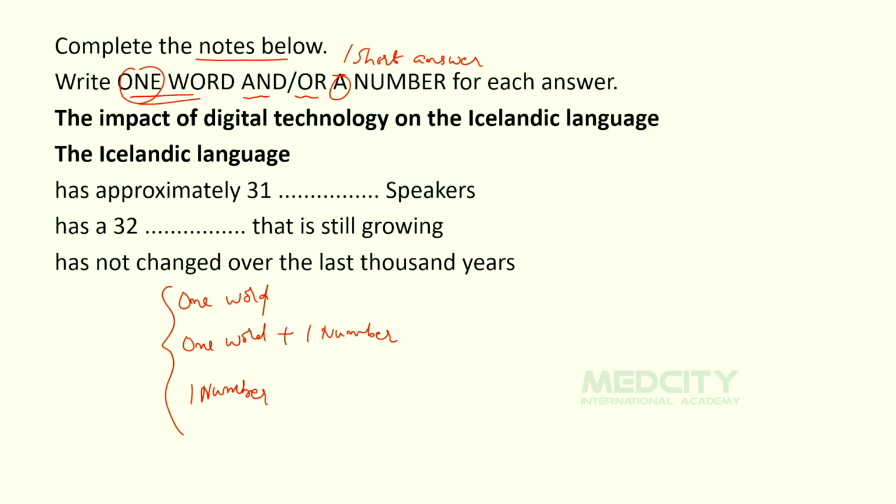It can be write no more than two words. Suppose if the instruction says no more than two words, so in this case the answer should not only be two words. What are the possibilities you can have? You can have one word as an answer, and also you can have two words as the answer. But numbers will not come as the answer. So here also in note completion or short answer type questions, you have to be careful with the instruction regarding the word count.